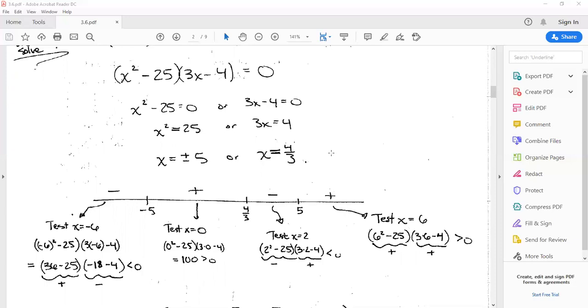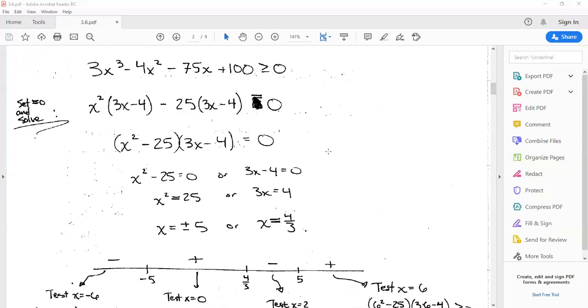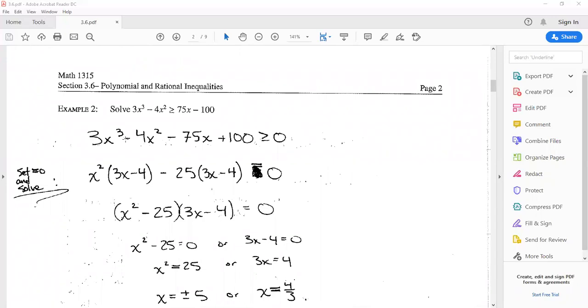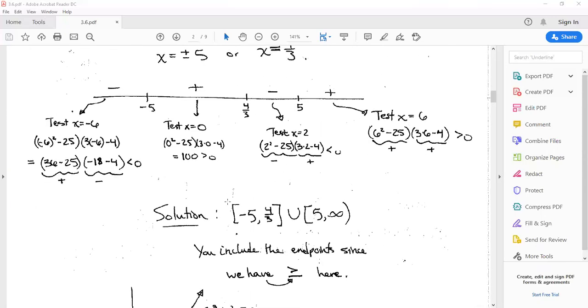And so we found the places where this polynomial, 3x cubed minus 4x squared minus 75x plus 100, is bigger than 0 and where it's equal to 0. So we can answer with some closed intervals now because we have that greater than or equal to sign in the directive here. So we get the interval from -5 to 4/3, including the endpoints, union with the interval from 5 to infinity, including 5.